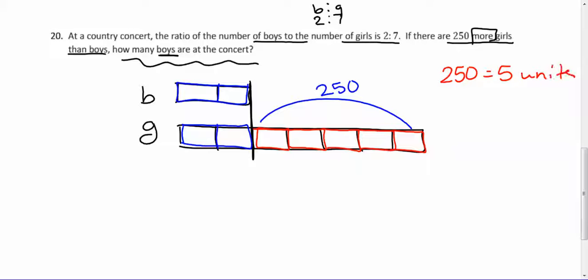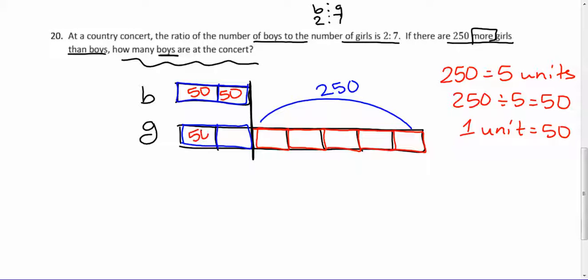We need to divide to find the value of 1 unit. So 250 divided by 5 is going to be 50. So we have just found that 1 unit equals 50. So next step, we put that in every box. So 50, 50, 50, 50, so on and so forth. We're just labeling all the boxes.